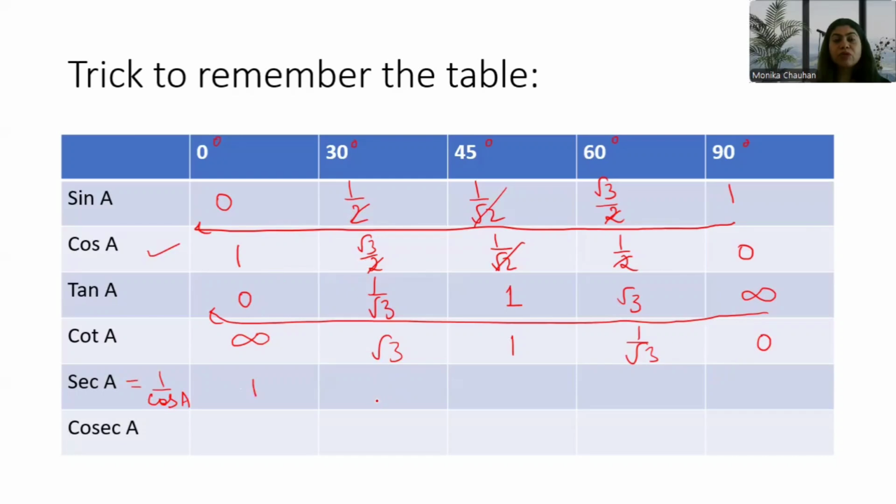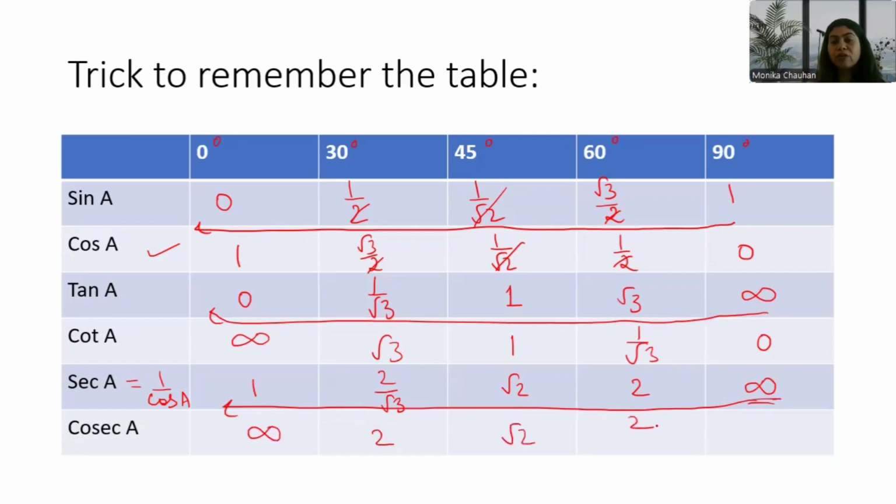And root 3 upon 2, it is reciprocal, so it becomes 2 upon root 3. Then we have 1 upon root 2, which becomes root 2. This becomes 2, and this becomes what? 1 upon 0, it becomes undefined, infinity. Okay. Now, again for cosec, you have to write in reverse order. Whatever you have written for sec 90, it becomes cosec 0. So this becomes infinity, this becomes 2, this becomes root 2, and 2 upon root 3, and this becomes 1.